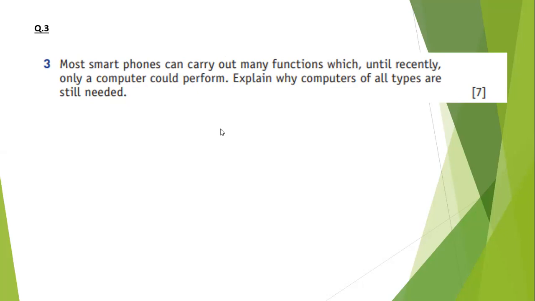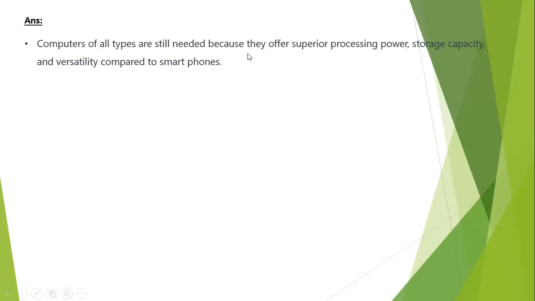Okay. Now see here. First, you have to tell about computers. Computers of all types are still needed. So you have to start like that, because they offer superior processing power, storage capacity, and versatility compared to smartphones. So these are basically three features which make all computers superior to smartphones.